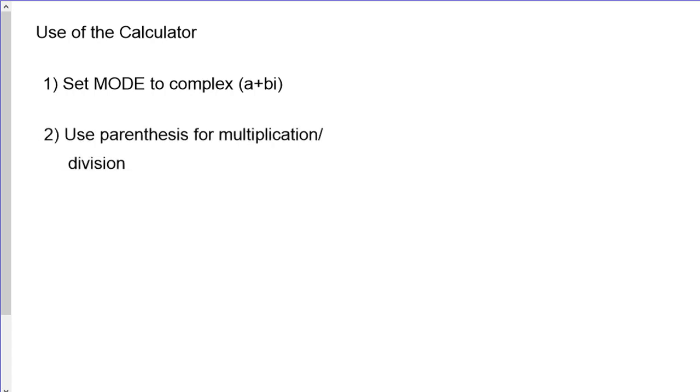So I'll bring up the calculator and show you how to do this, but the things you want to know from the beginning is you need to set your calculator mode to complex, so that it outputs values of a plus bi. And always use parentheses when you're doing multiplication and division, otherwise you'll get incorrect results. So let me pull up the calculator and show you how this is done.